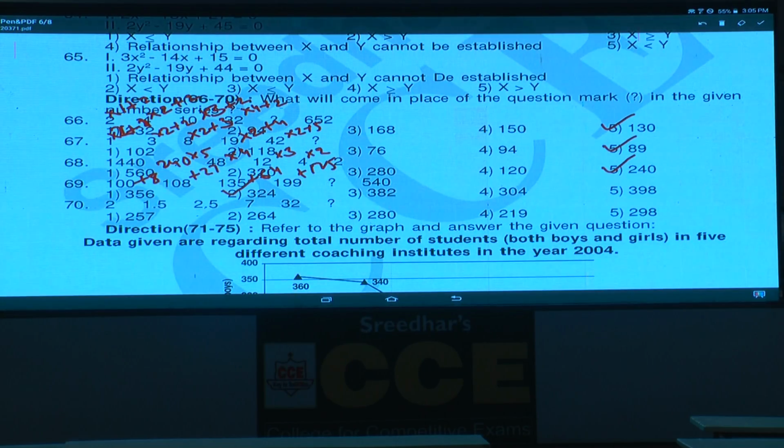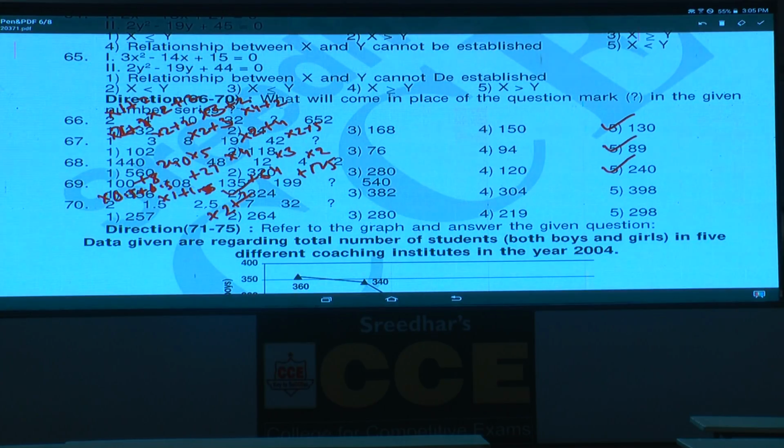Then question number 70: 2 and 1.5, and 1.5 and 2.5. How can you express this one? 1.5 into 1 plus 1.5 is 2.5, isn't it? Next one, 2.5, 0.5, and the previous one, 2 into 0.5 plus 1. So it is into 0.5 plus 0.5, into 1 plus 1, into 1 plus 1, and the next one is how much? Into 2 plus 2.